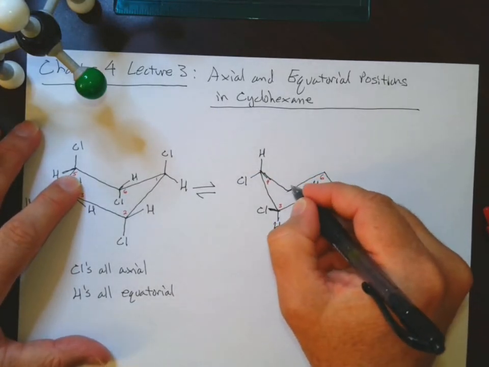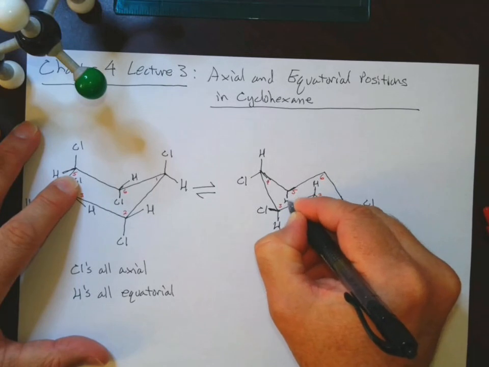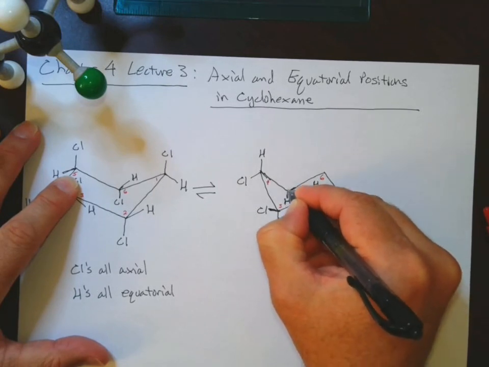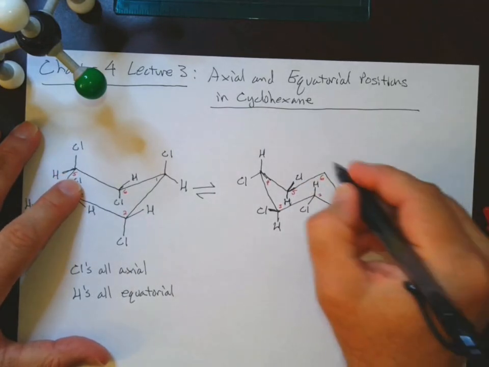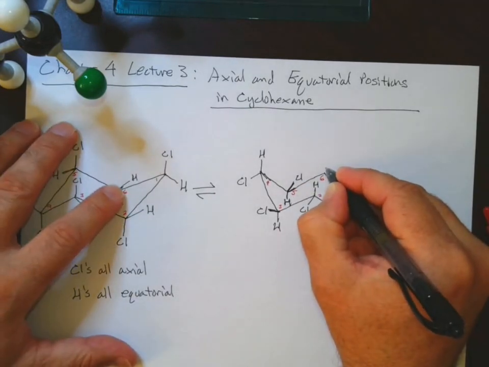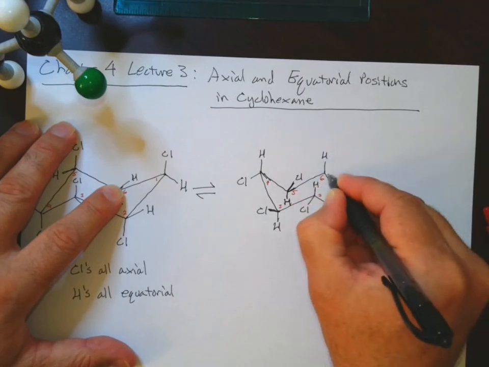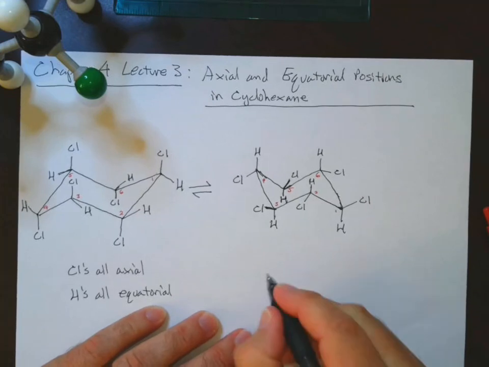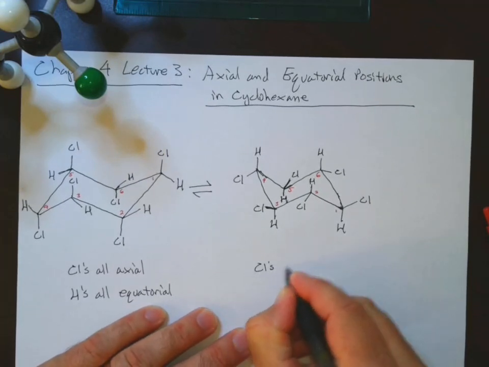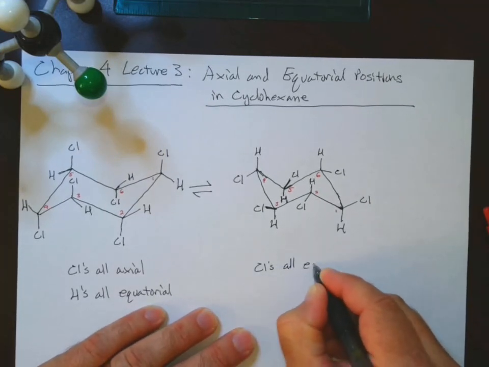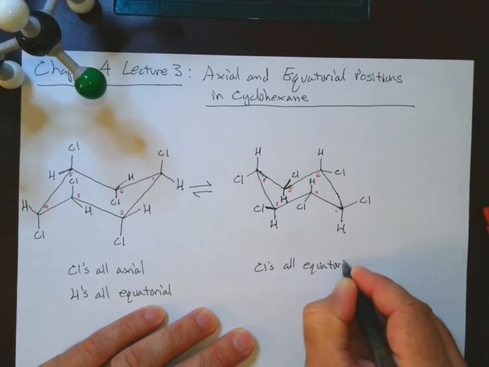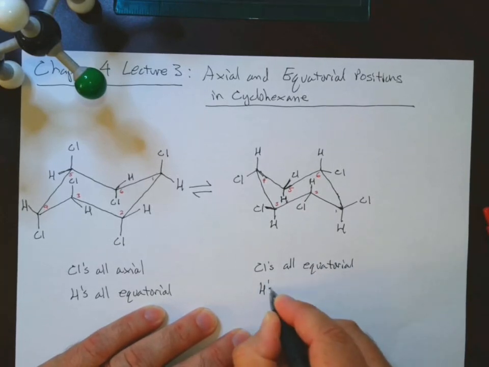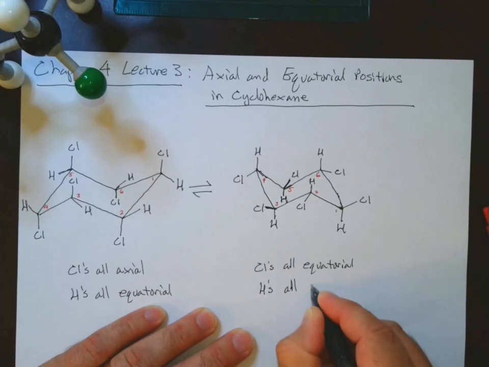Carbon 5, we now have our hydrogen pointing straight down, and our chlorine is kind of up. Again, some of these are tricky to draw. And then carbon 6, our hydrogen is straight up and our chlorine is kind of down. So now our chlorines are all equatorial and our hydrogens are all axial.